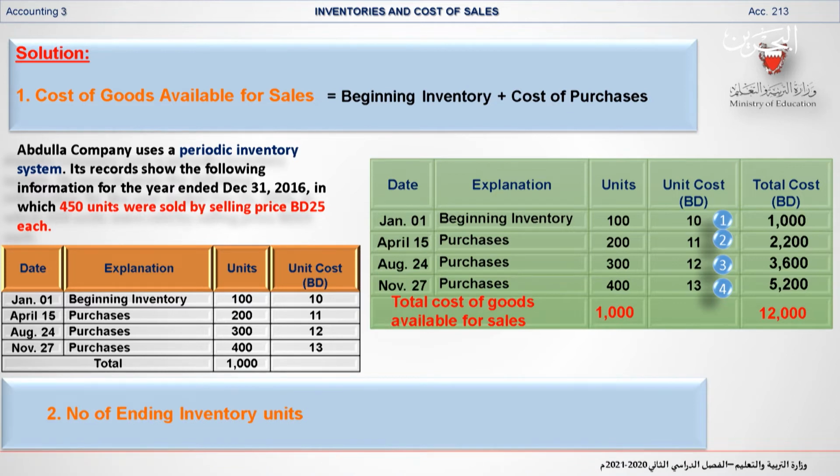In requirement number 2, you need to calculate the number of ending inventory units, which equals units available for sales minus units sold. The total units of inventory available for sale, according to the information here in the table, are 1000 units, and the number of units sold, according to the information given in the question, is 450 units. So, the number of ending inventory units will be 550, which is 1000 minus 450.